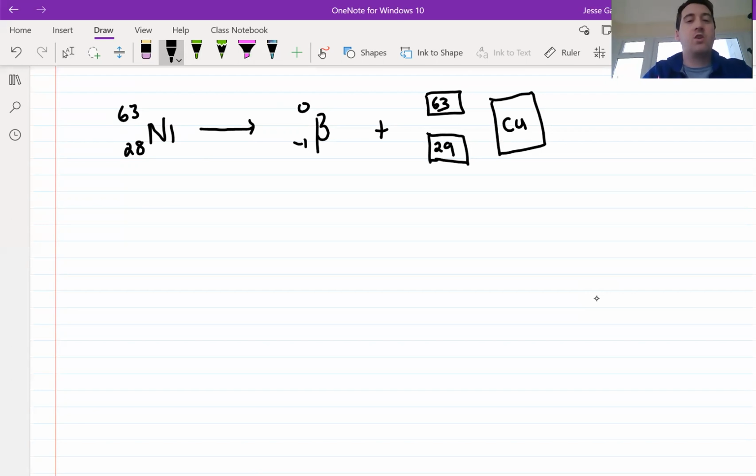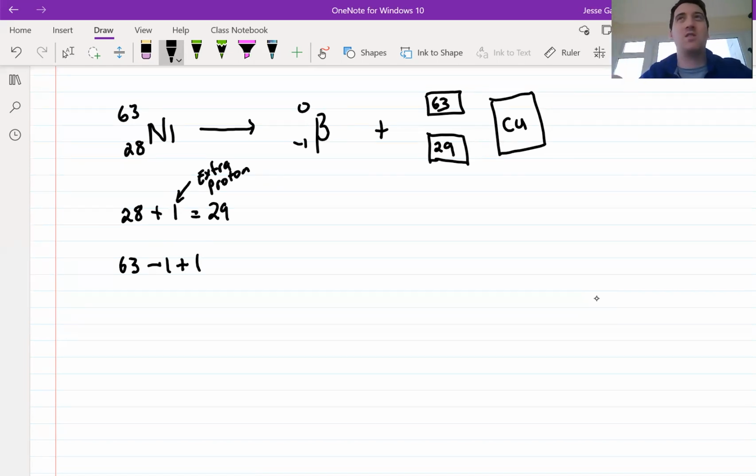Okay. Just to show you the workings there, how do we do this? Well, we know that the atomic number is going to go up, 28 plus 1 equals 29, because this is an extra proton. The mass is 63. You can take away 1 if you want for the neutron that's gone, but then you have to add back in 1 because you've got an extra proton. It's essentially just a neutron kicking out the electron and leaving behind a proton, which has the same mass as the neutron anyway. This is why the mass stays the same. Okay, that's where the numbers come from.